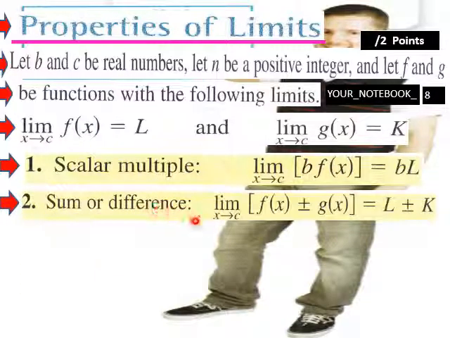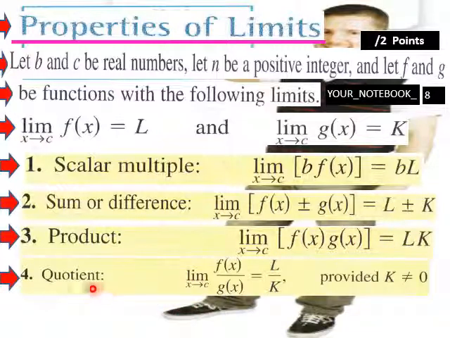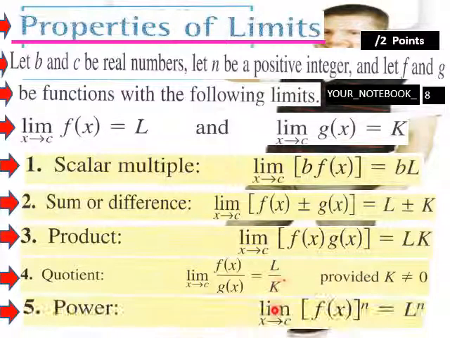And then a sum or a difference will be the limit as x approaches c for f of x plus or minus g of x equals L plus or minus k. So you can do a sum or difference from that. And then the product, the limit as x approaches c for f of x times g of x, would equal LK. And then we have a quotient here. The limit as x approaches c for f of x over g of x would equal L over k, provided k does not equal 0. And then we have a power: the limit as x approaches c for f of x to the nth power equals L to the nth power.